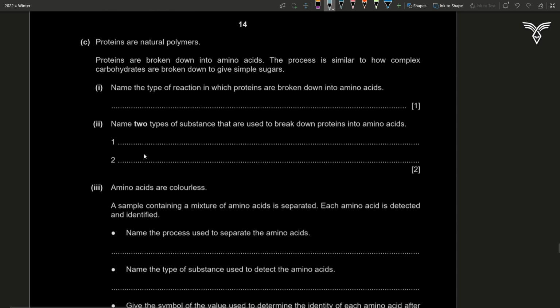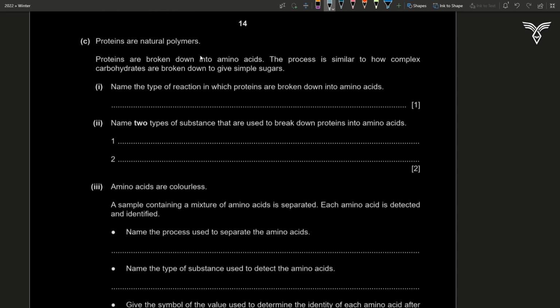Part C. Proteins are natural polymers. Proteins are broken down into amino acids. This process is similar to how complex carbohydrates are broken down into simple sugars. Name the type of reaction in which proteins are broken down into amino acids. The amide linkage, when it gets broken, how do I break it? Through hydrolysis. But that's the type of reaction.